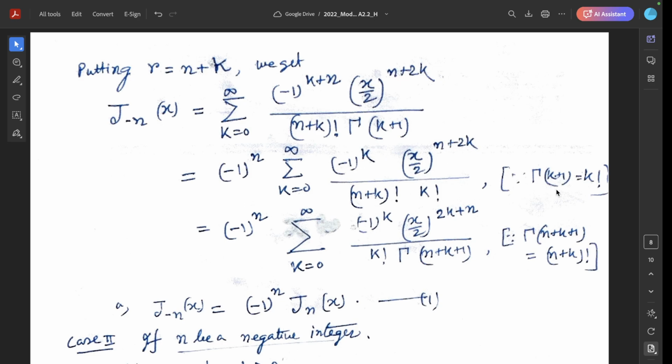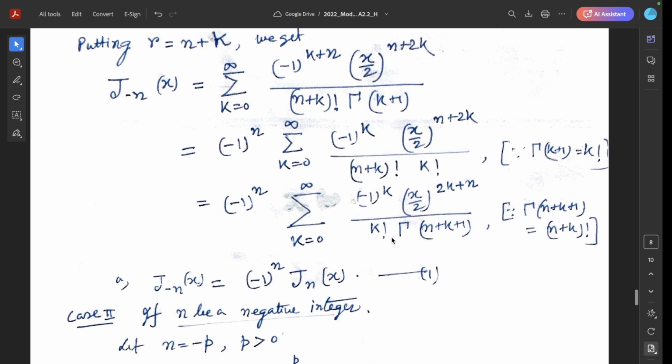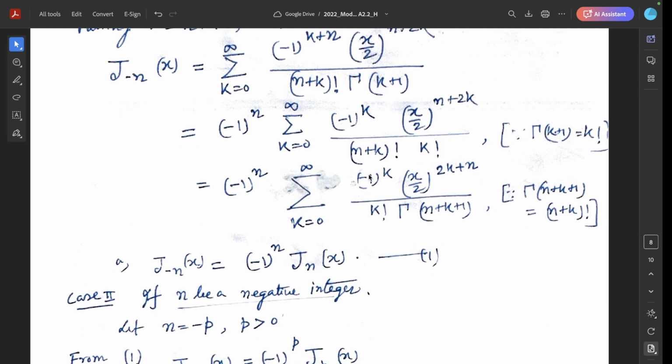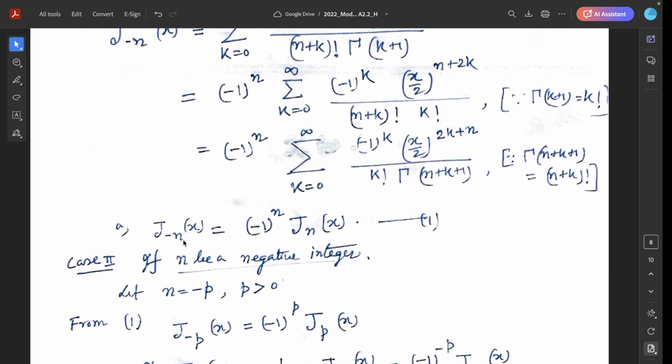And gamma k plus 1 is k factorial. So put here gamma k plus 1 is k factorial. This minus 1 to the power k, and this k factorial. Now n plus k factorial equal to gamma n plus k plus 1 is n plus k factorial. So I can put this gamma n plus k plus 1 for this n plus k factorial. And this is the definition of Jnx. So for n positive integers, we get J minus nx equal to minus 1 to the power n Jnx.